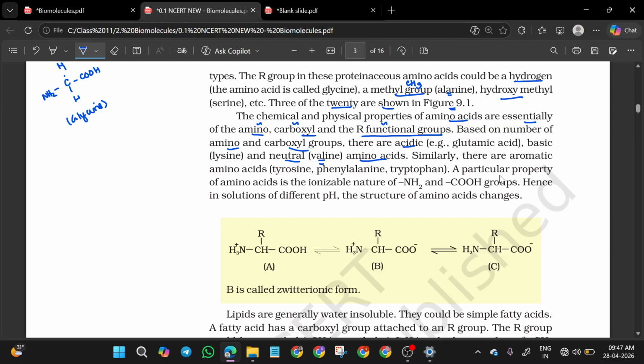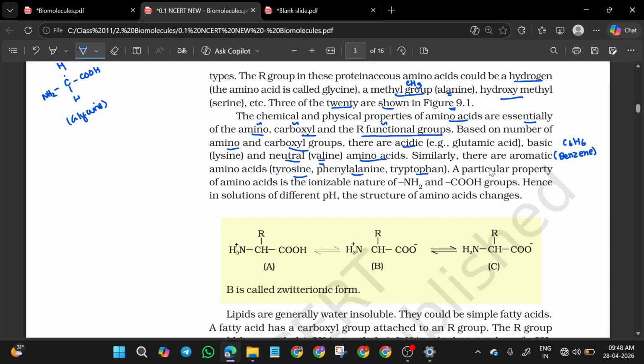Again I am telling, similarly there are aromatic amino acids like tyrosine, phenylalanine, tryptophan. So this one you can see is an aromatic amino acid. Aromatic means benzene rings will be present. Benzene is C6H6. You will study this fully in organic chemistry.